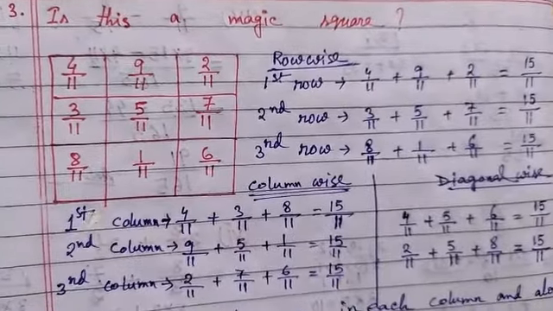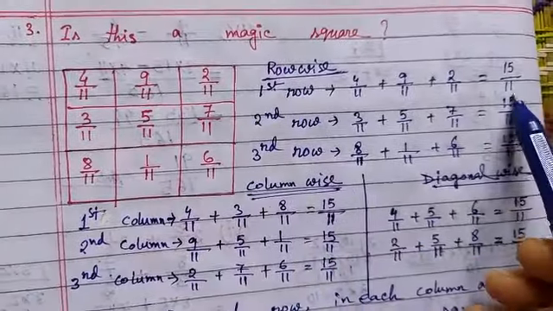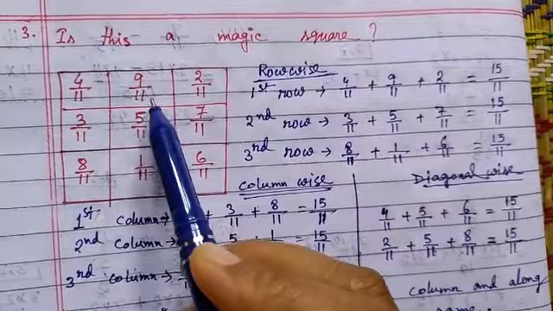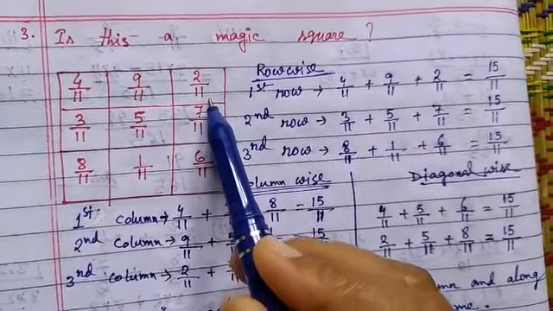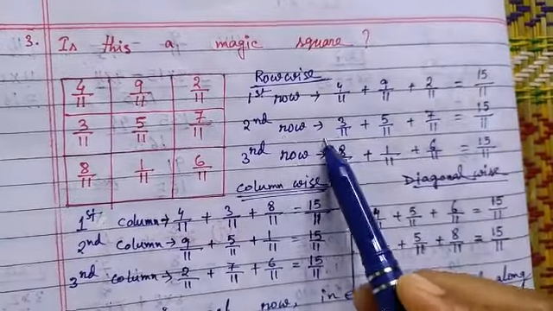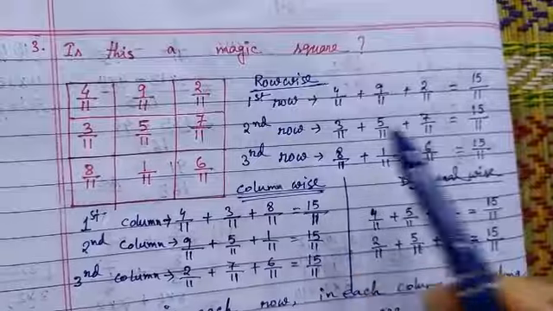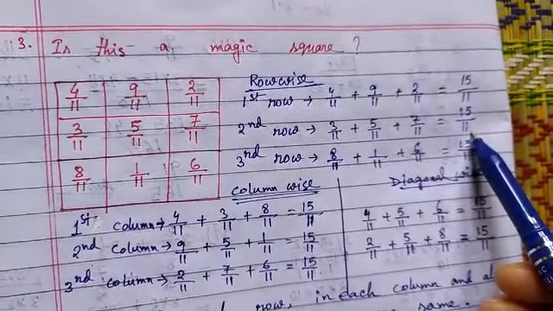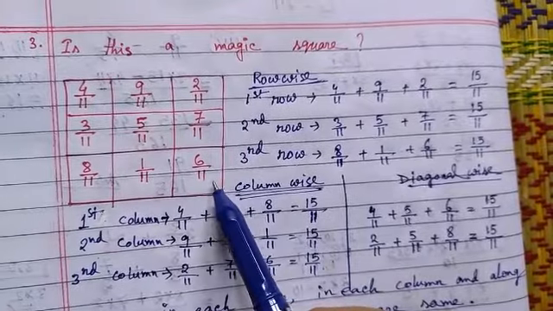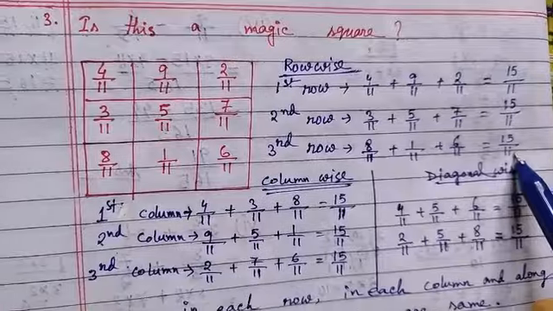So row wise sum I have done here. First row, the sum is 15 by 11. First row means 4 by 11 plus 9 by 11 plus 2 by 11, this one is 15 by 11. Second row 3 by 11, 5 by 11, 7 by 11. Sum is 15 by 11. In the third row 8 by 11 plus 1 by 11 plus 6 by 11. Sum is 15 by 11.